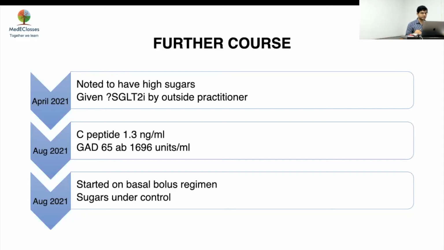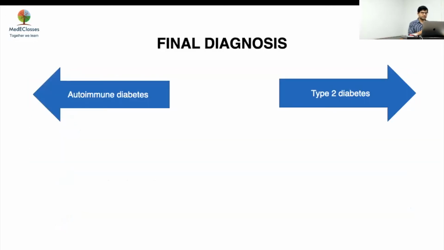So then it was falling into type 1, or rather autoimmune diabetes, and was started on a basal bolus regimen, following which the sugars are now under control. So now we are under this dilemma: is it type 2 or is it autoimmune diabetes?